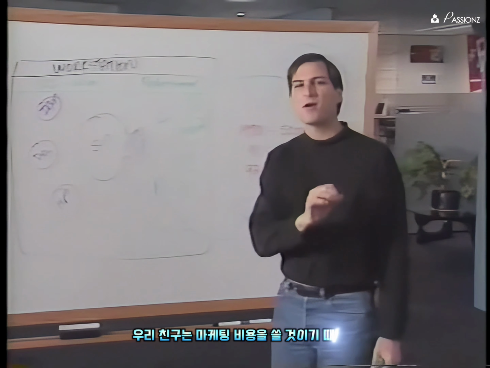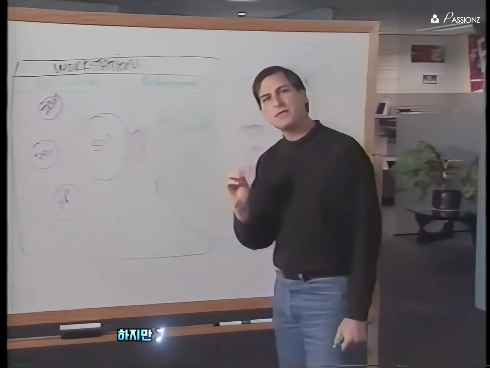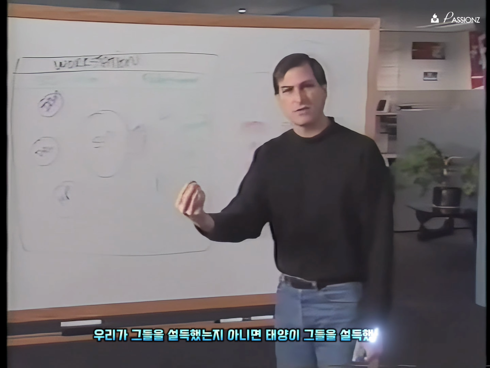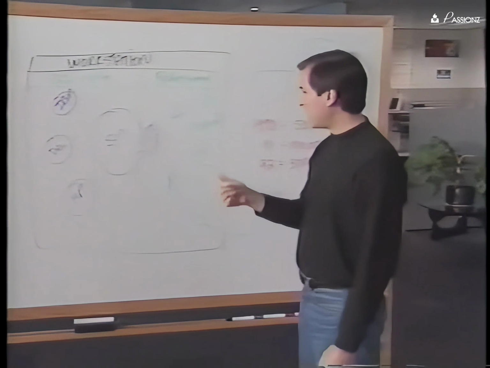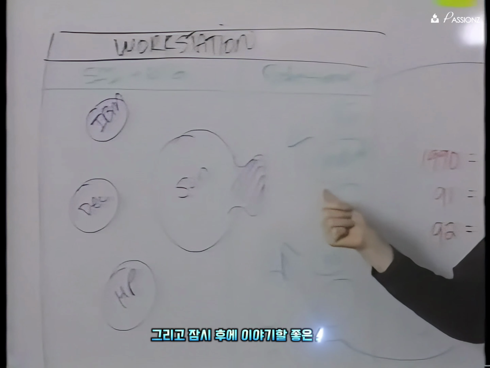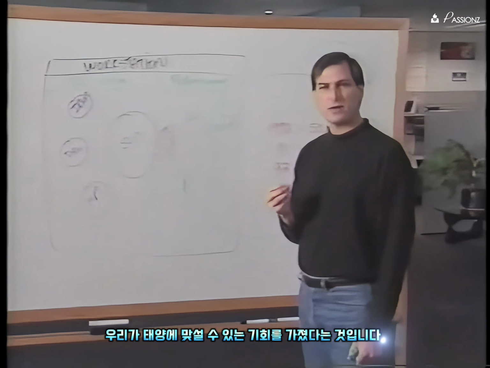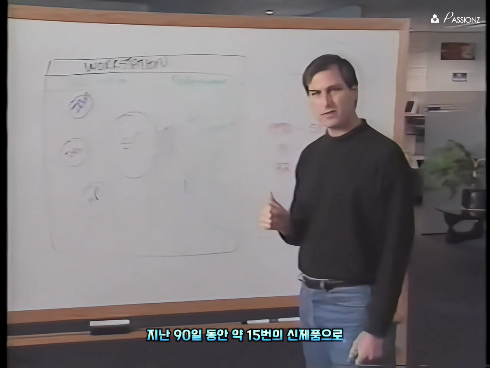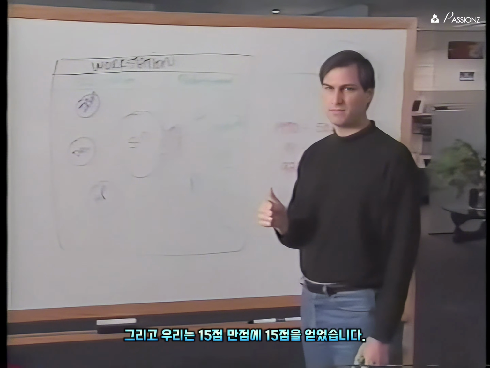Because they're going to spend their marketing money to convince people to move into this segment. But the minute they've made their choice to move into the segment, whether we've convinced them or Sun has convinced them, Sun and NeXT are mortal enemies. And the good news, which we'll talk about in a minute, is that we've had a chance to suit up against Sun with our new products about 15 times in the last 90 days. And we've won 15 out of 15.